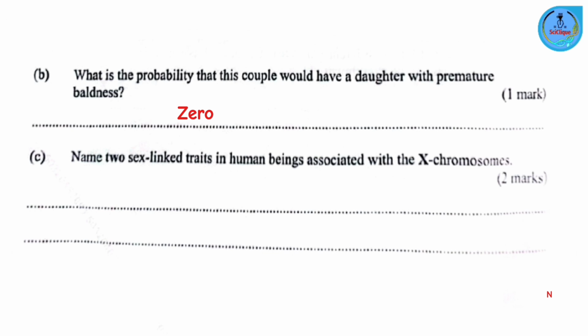Part C. Name 2 sex-linked traits in human beings associated with the X chromosomes. So I'm going to give the following: hemophilia and color blindness.